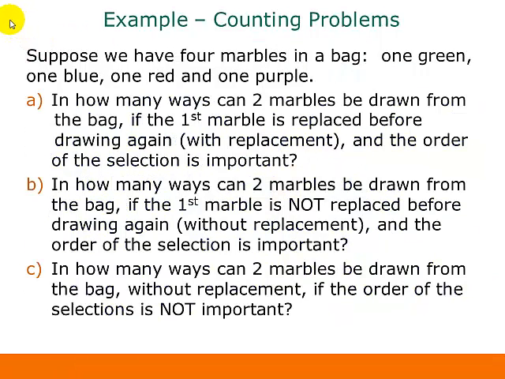Now here's an overall example of counting problems. Suppose we have 4 marbles in a bag, 1 green, 1 blue, 1 red, and 1 purple. We're going to look at 3 different questions. The first one is, in how many ways can 2 marbles be drawn from the bag if the first marble is replaced before drawing again? So we would say this is drawing with replacement, and the order of the selection is important.